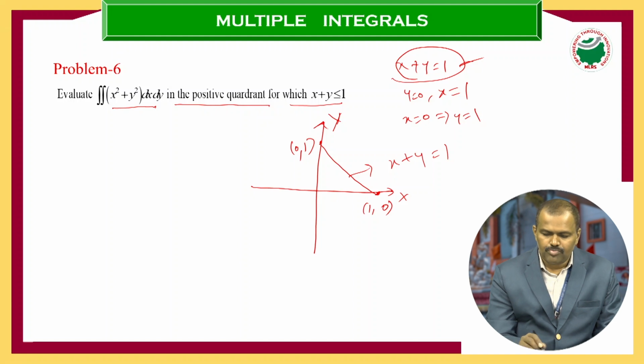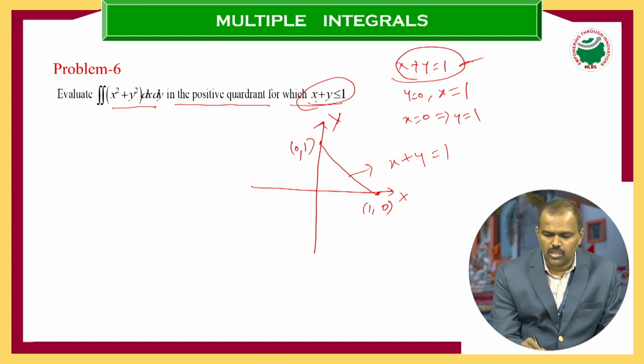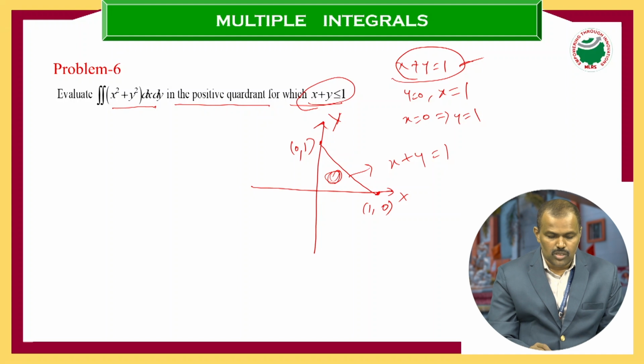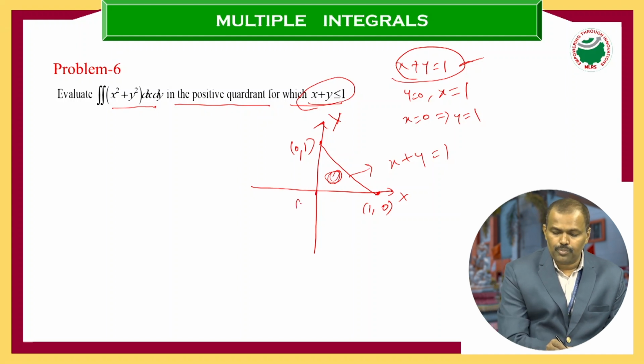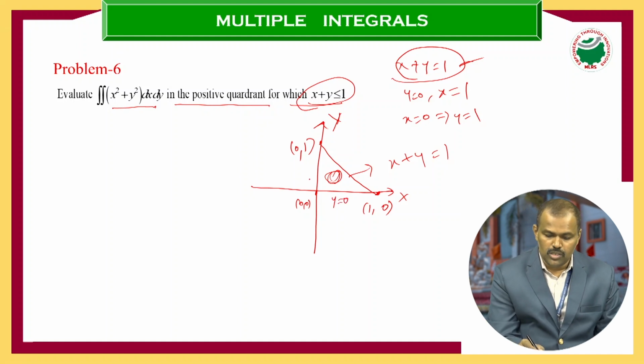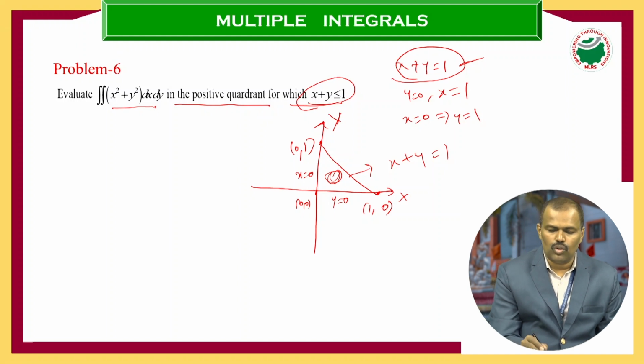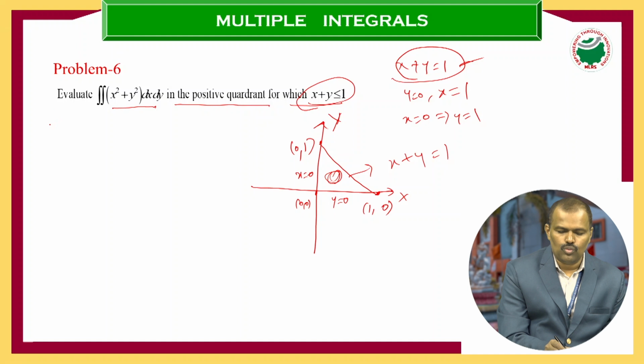So it's very clear, when I take x limits, x means it's a horizontal strip, y means it's a vertical strip. The x limits are from the y-axis, x is equal to 0, to the line x plus y is equal to 1. That means the x limits are 0 to 1 minus y. Then the y limits: this is a vertical strip, so from this vertical strip, the y limits are 0 to 1.